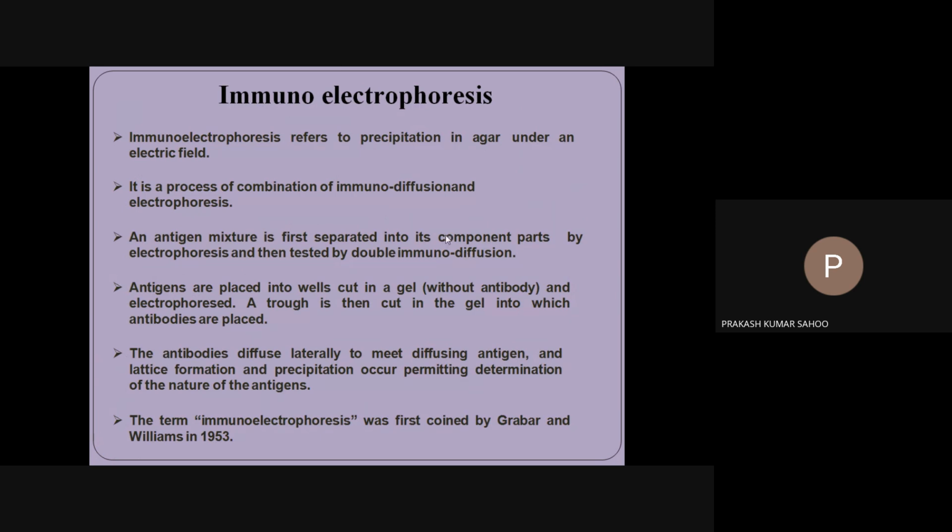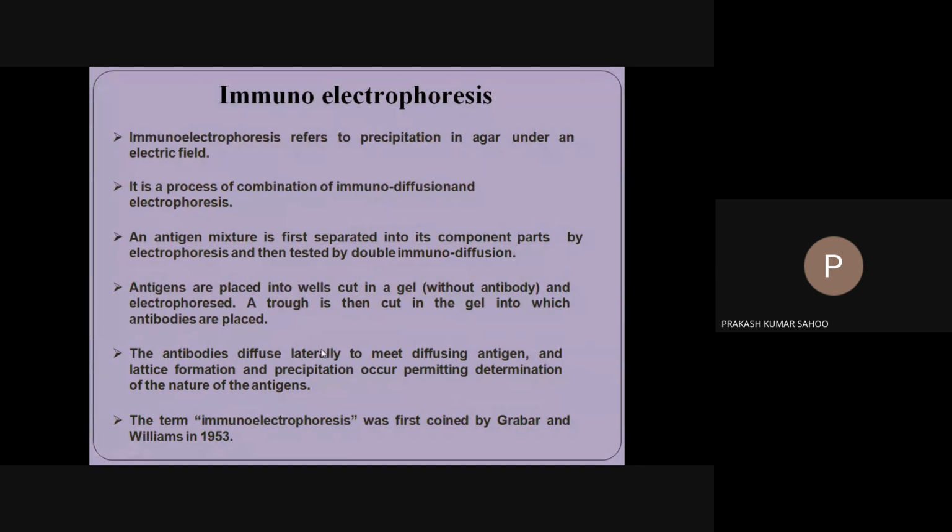Then immunoelectrophoresis is there. It refers to precipitation in agar under an electric field. It is a combination of immunodiffusion and electrophoresis. An antigen mixture is first separated into its component parts by electrophoresis and then tested by double immunodiffusion. This technique is mainly used for biological samples, where antigen is placed into wells cut in the gel without antibody and electrophoresed.